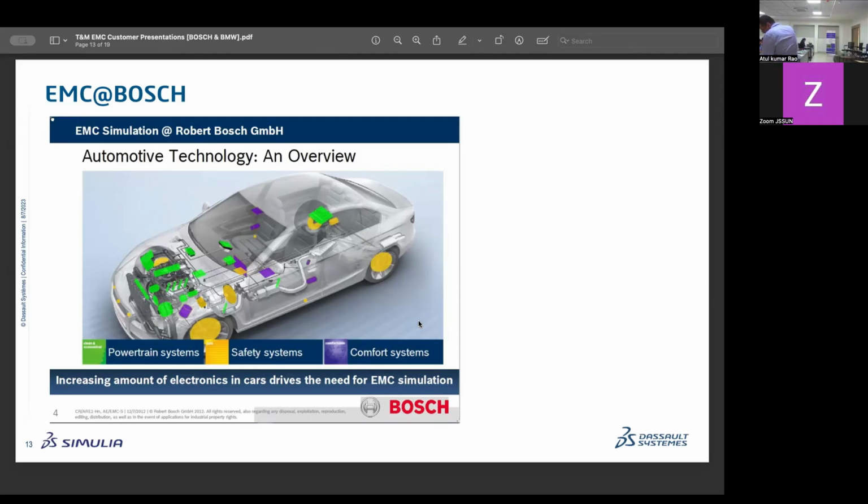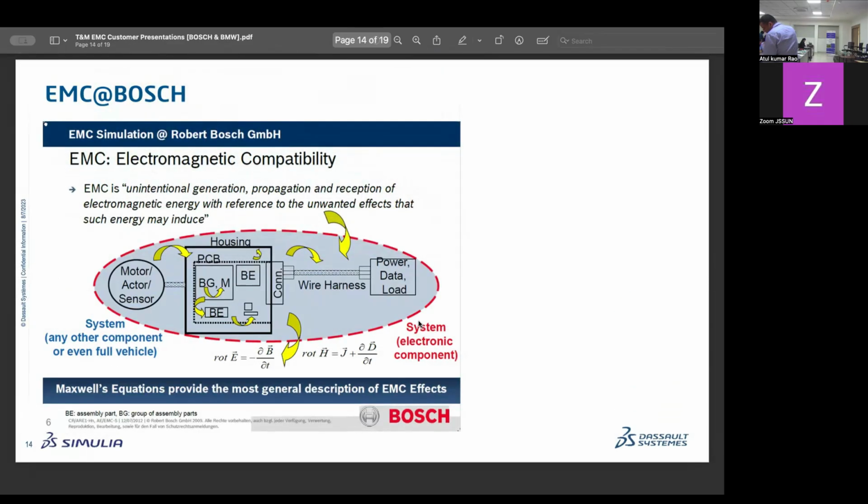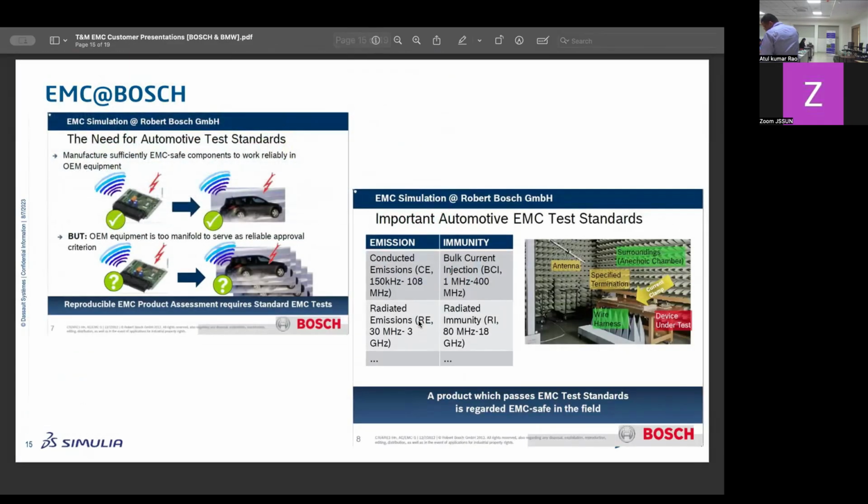When Bosch were running the simulations, they ran into one issue where they said they were passing. As you can see, there are four main tests which your design has to pass. You have the conducted emission that we talked about, and then BCI, which stands for bulk current injection, and then radiated immunity, meaning the device will work even with external interference, and finally radiated emission, which is your RE. Radiated emission means that if you have created a device, that device should not radiate, meaning it should do what it is supposed to do.